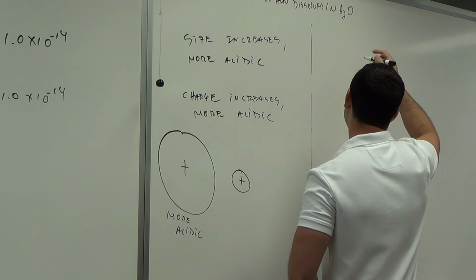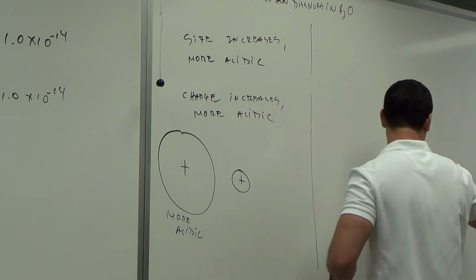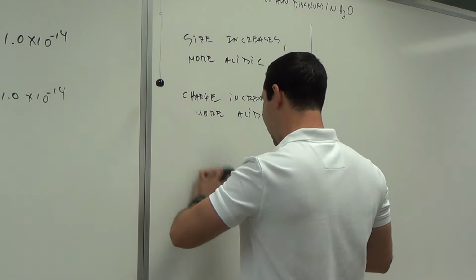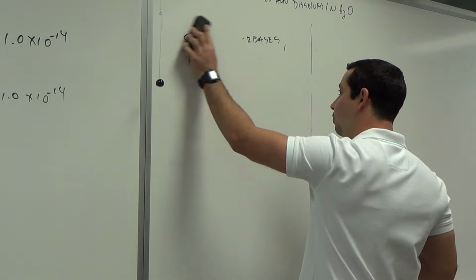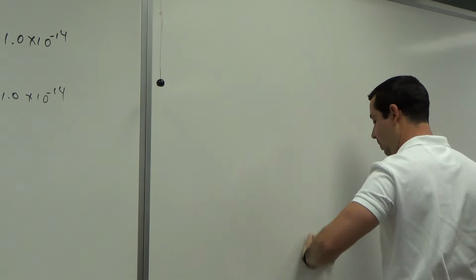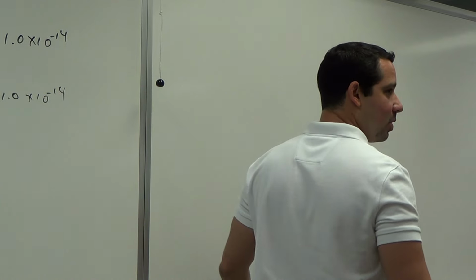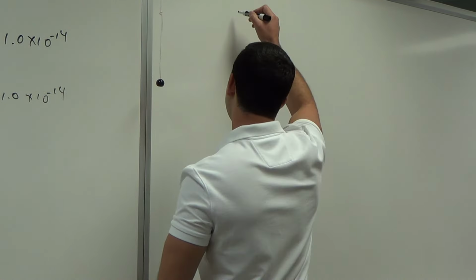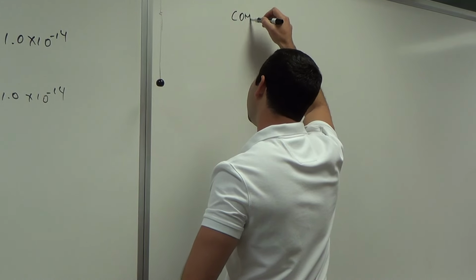Okay, next chapter is called Additional Aspects of Aqueous Equilibria, okay? And I need for you to know a few things from this chapter. We are going to fly through the chapter. First topic is called the common ion effect.